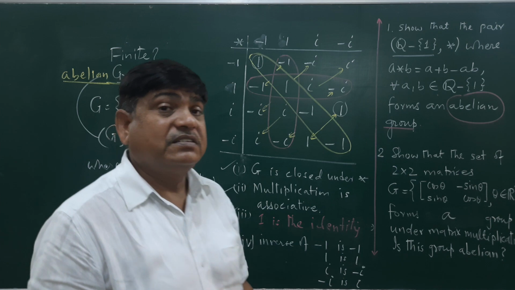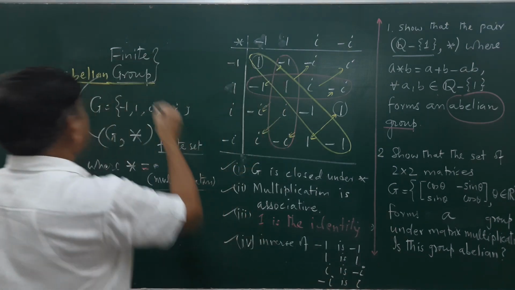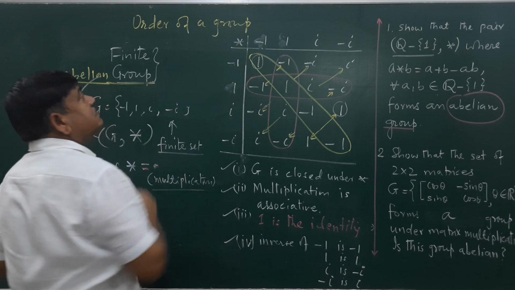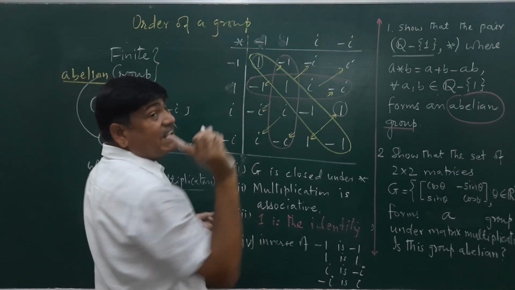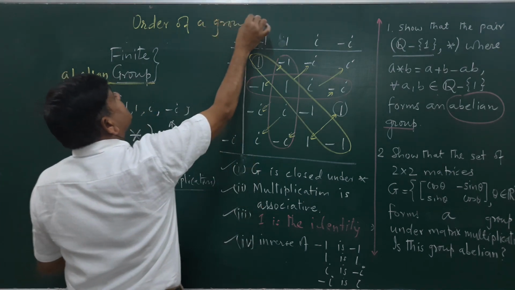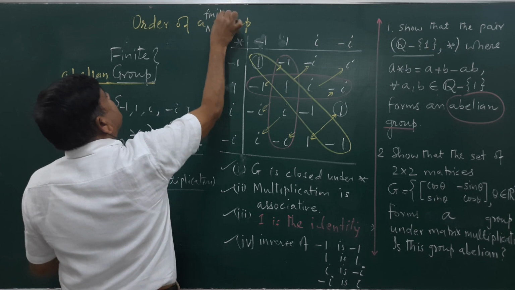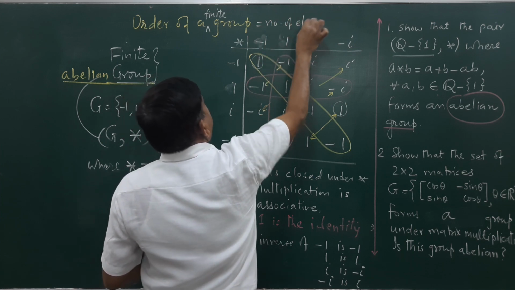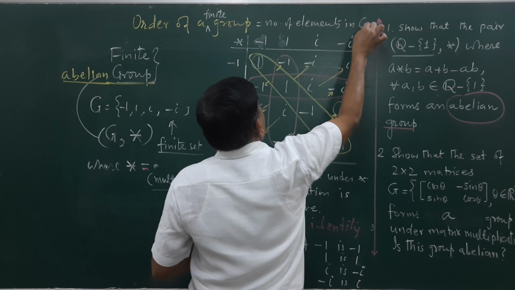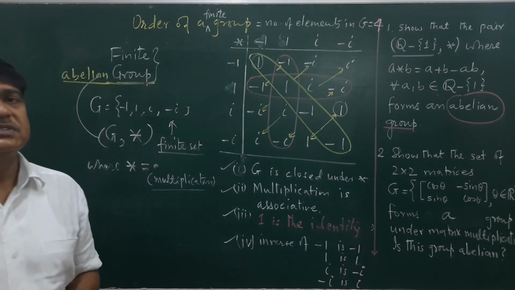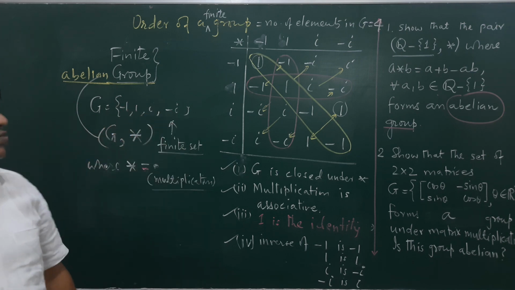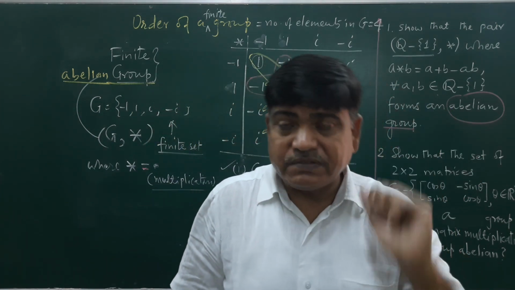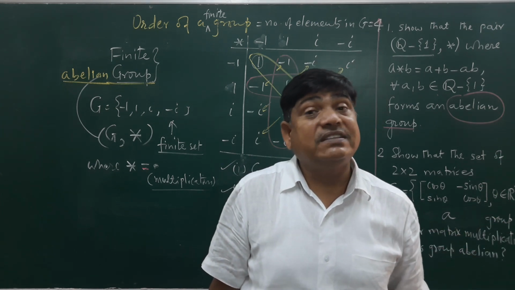If it is finite, then one more term is defined, that is order of a group. Order of a group means order of a finite group. ध्यान रखना है. Order of a finite group means number of elements in Z, and that is 4. कितने elements हैं? 1, 2, 3, 4. So what is the order of this group? 4. Order of finite group is a finite number. If the group is not finite, is infinite, then its order is infinite.